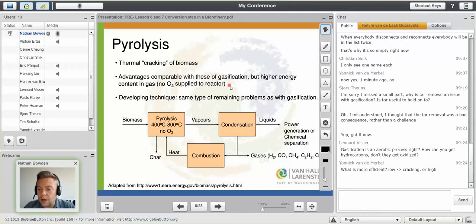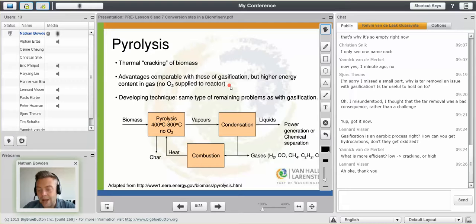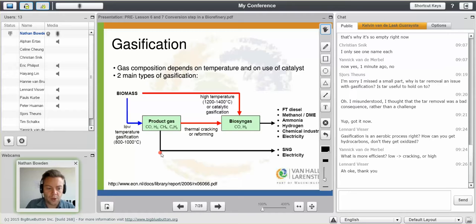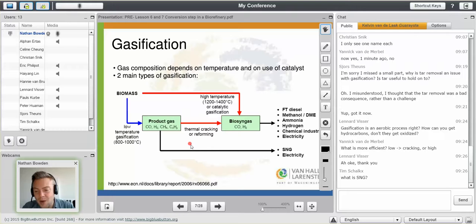Good. Yannick, what is more efficient, low cracking or high? That is a very good question, and it depends. If you just want SNG, then, of course, low temperature is more efficient. But if you are going for methanol or diesel, a good question, and I wish I could tell you right now what it is. Not my specialty, so let's look it up.